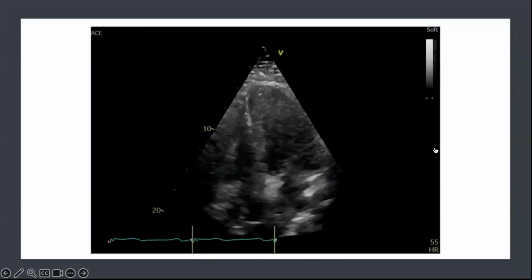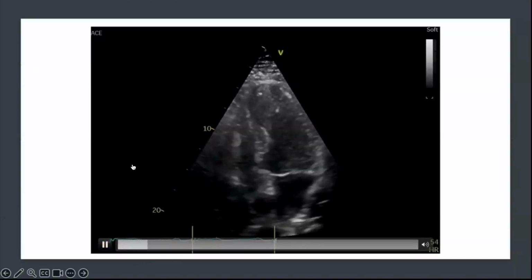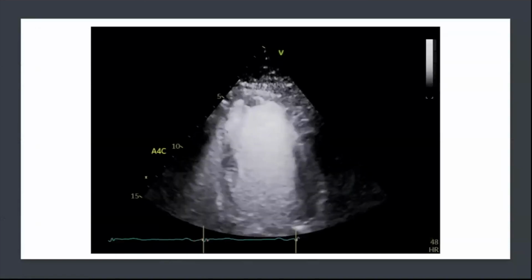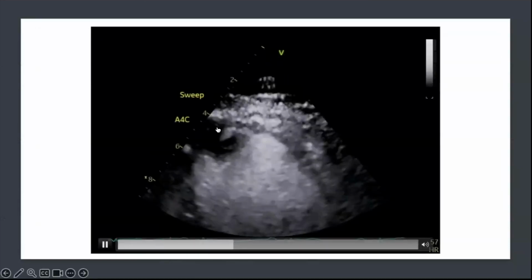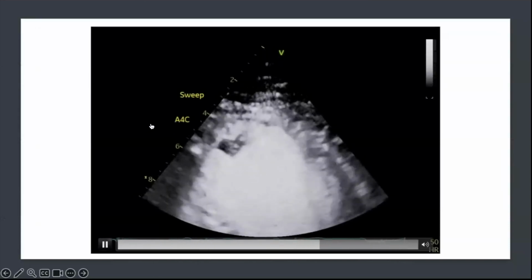Here we're just going to look at an apical 4-chamber view. Oh, if I press play properly, we will. And what you'll see in the non-contrast images is just apical hypo or akinesis. Then on the contrast images, you can see that there's a filling deficit at the apex here, suggestive of an LV thrombus.